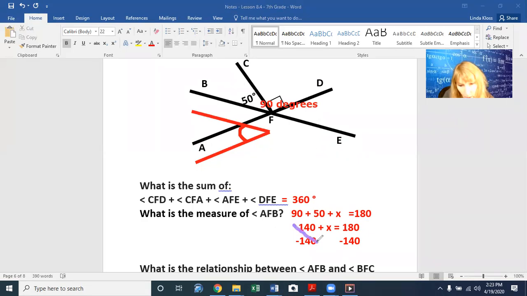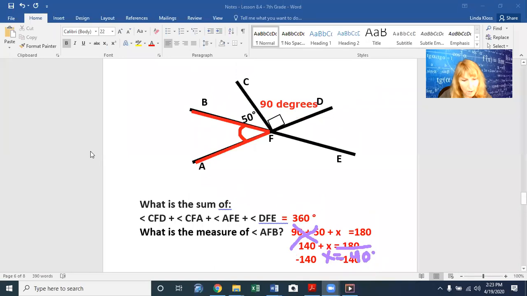The 140s will cross off, and I'm left with just x equals 180 minus 140. Should be 40 degrees, right? 40 degrees. So my measurement then is 40 degrees.